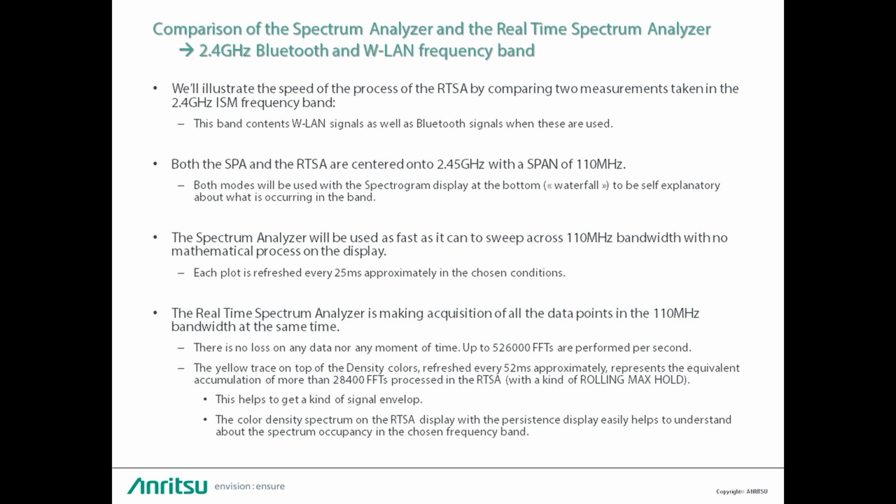You may notice that on the RTSA screen, in addition to the color code density spectrum, there is also a yellow plot. This plot is computed every 50 or 52 milliseconds. It contains more than 28,000 FFTs. This one is very useful to understand the envelope of the signal, for instance.